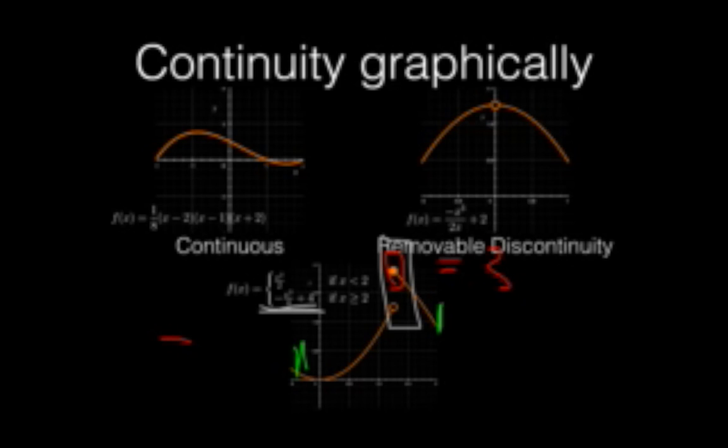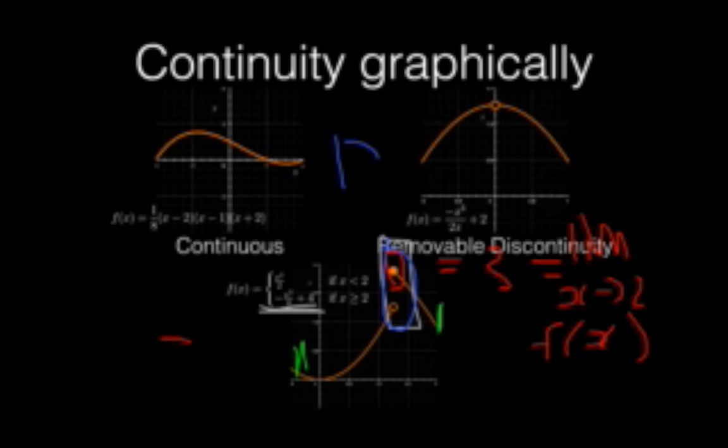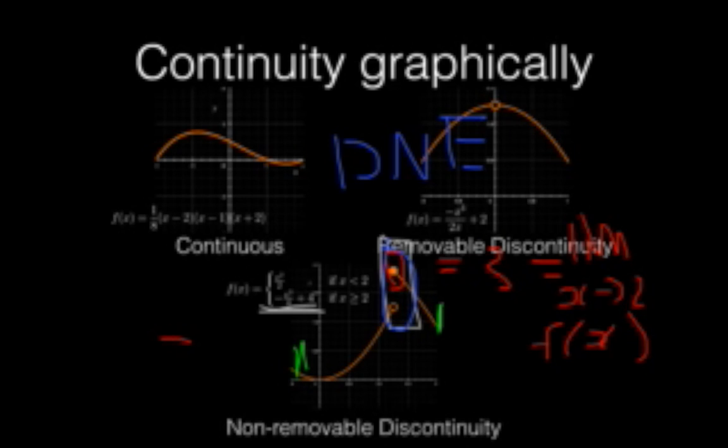The function is defined. But we need to say that 3 equals the limit as x approaches 2 of f of x. And that is not the case, because this limit right here doesn't even exist. And 3 cannot be set equal to something that does not even exist. So what we say here, because the limit doesn't even exist, is that there's a non-removable discontinuity.